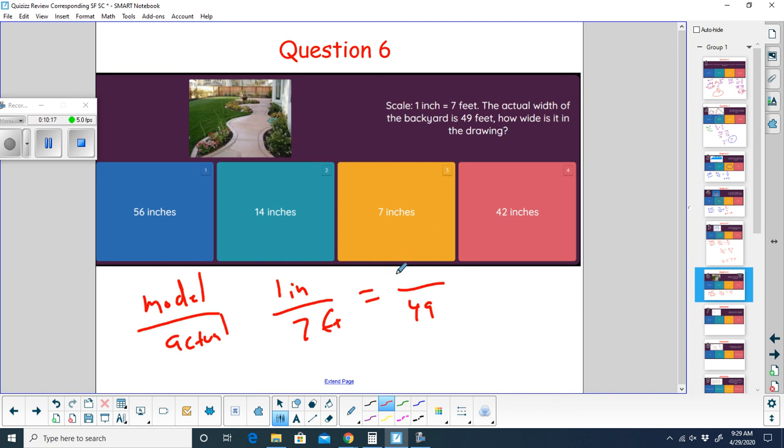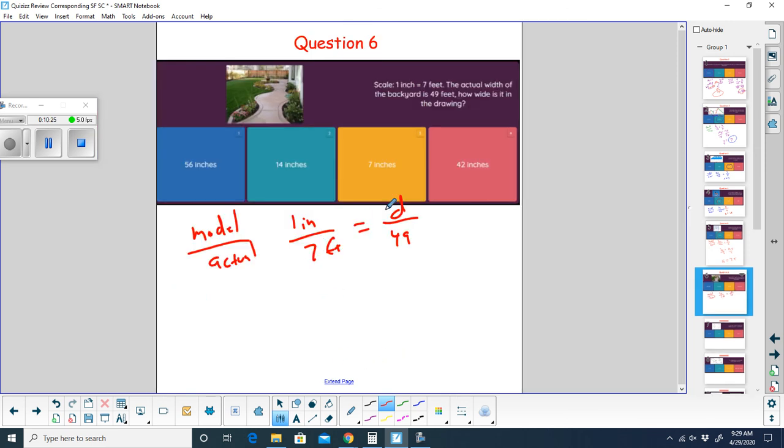We don't know how wide it is in the drawing, so I'm going to put D here as my variable. Why not? We can call it whatever we want. 7 times D is 7D equals 1 times 49 is 49. Divide both sides by 7, and I get D equals 7. 49 divided by 7 is 7. So 1 inch goes with 7 feet in the actual world, just like 7 inches goes with 49 feet. So 7 inches is our answer. Moving onward.